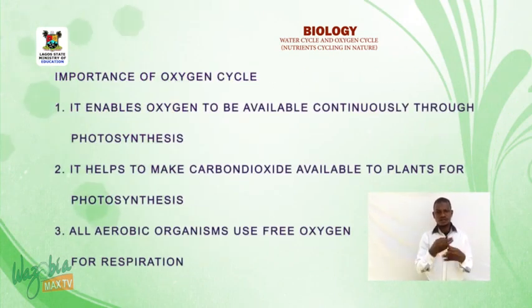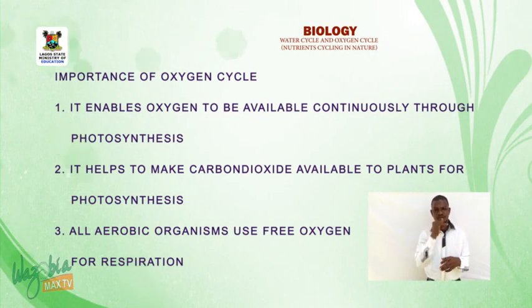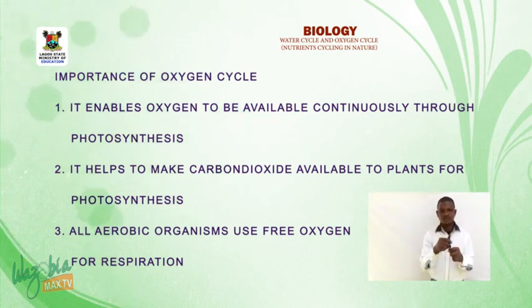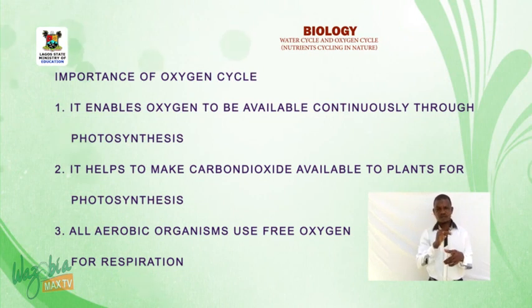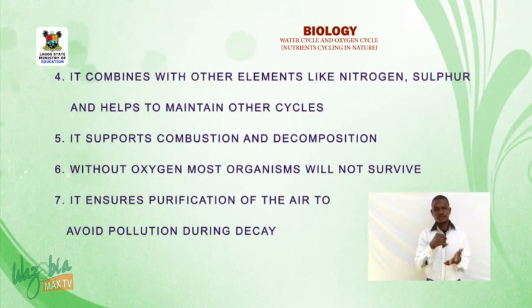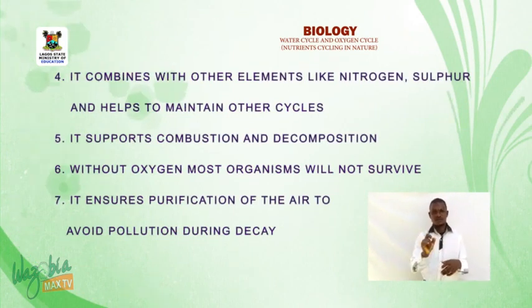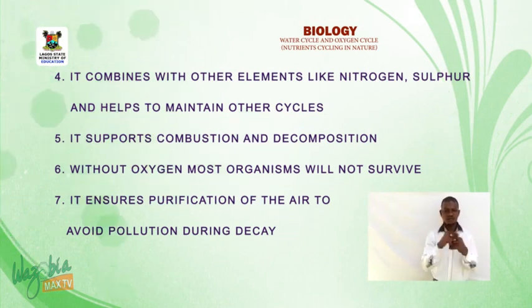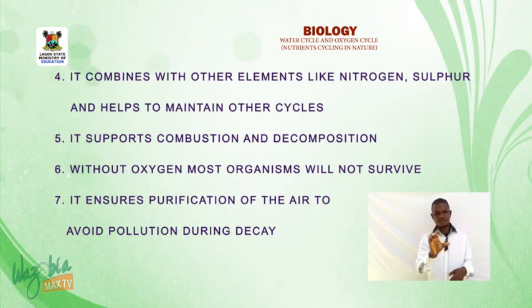Importance of oxygen cycle. It enables oxygen to be available continuously for photosynthesis. It helps to make carbon dioxide available to plants for photosynthesis. All aerobic organisms use free oxygen for respiration. It combines with other elements like nitrogen, sulfur, and helps to maintain other cycles. It supports combustion and decomposition.